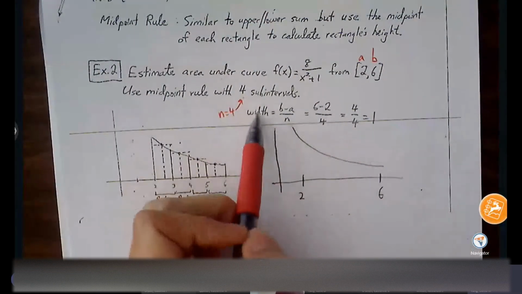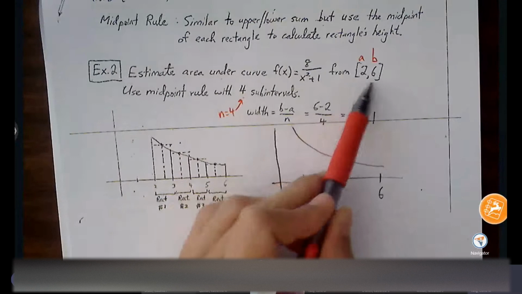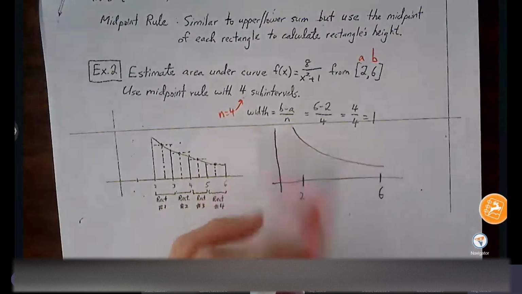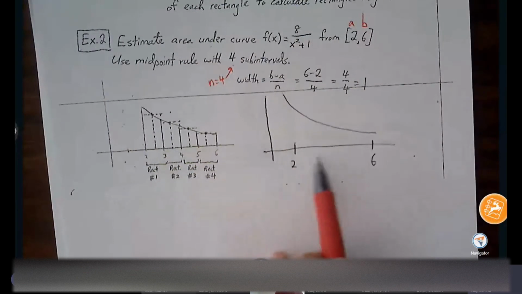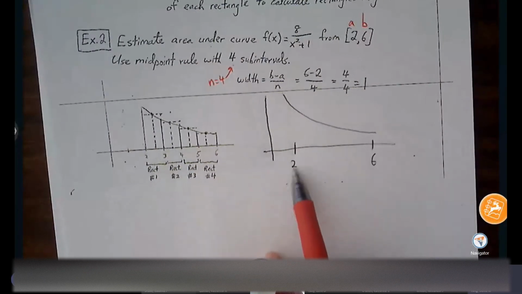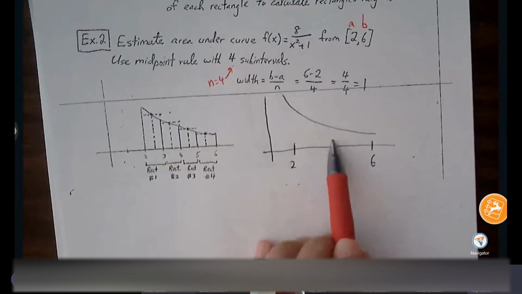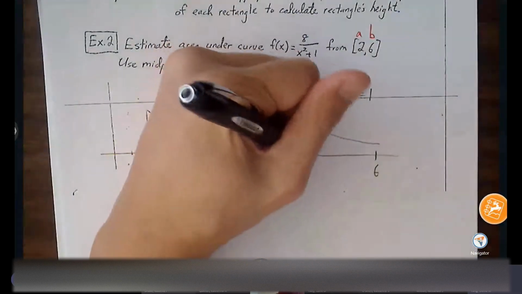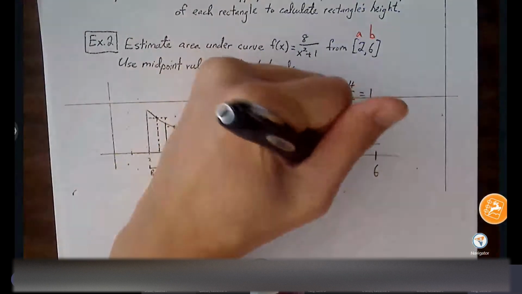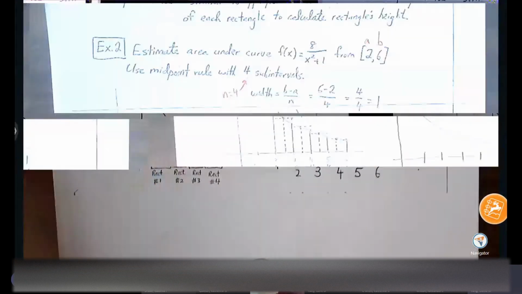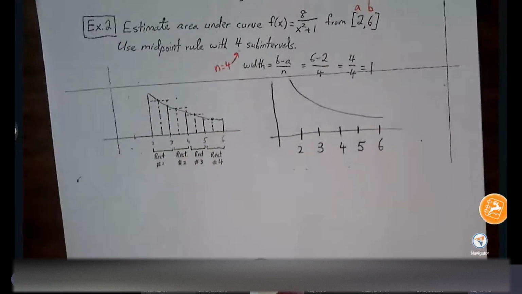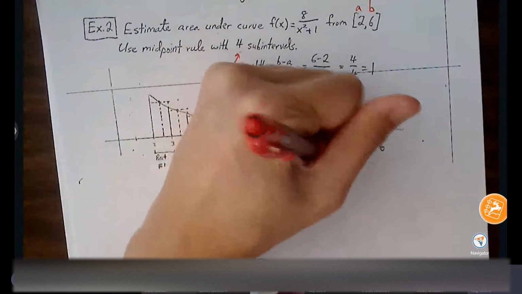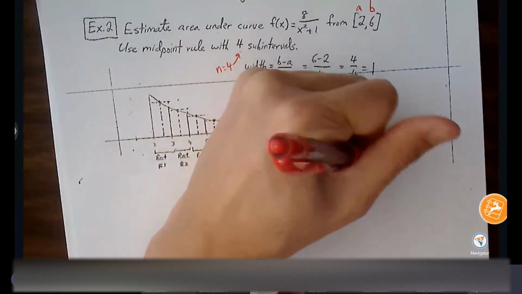And then we can take that information and get our width. So 6 minus 2 over 4. 4 over 4 is 1, so that's our width. So to find the subinterval values, we're going to increment by the width and then mark them with the appropriate x value. So these are all going to be whole numbers. So you can see that we have 4 subintervals, right? So these are where we're going to be looking at for our 4 rectangles.